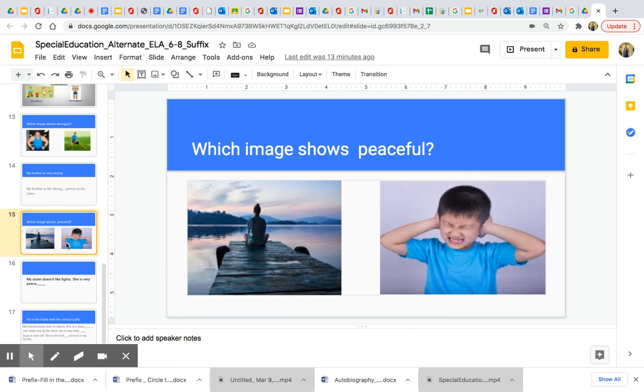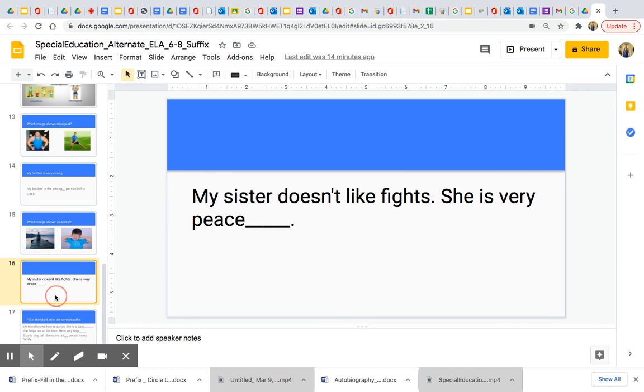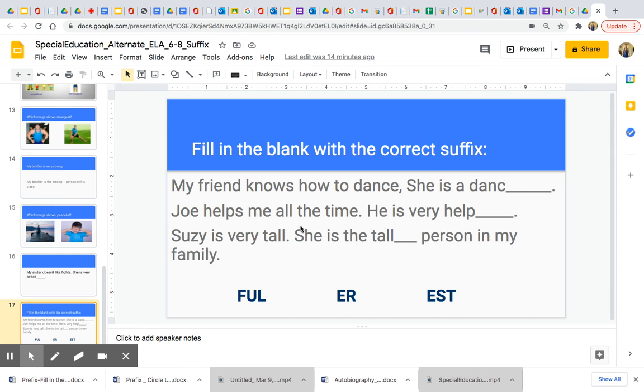You are also going to do the same thing for this activity here. For this, you're going to choose the image, and here you are going to fill in the blank. And in this activity, you are going to practice the suffixes that we learned today, full, er, and est, by filling the blank. And you are going to choose which one is the correct one. I am attaching a worksheet for you to complete with this video.